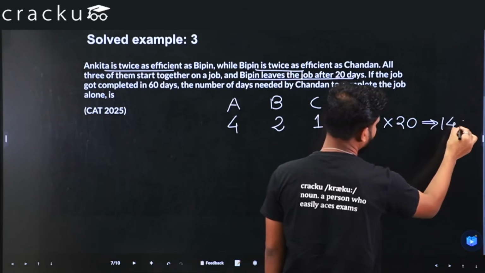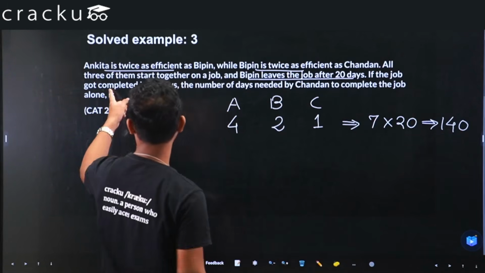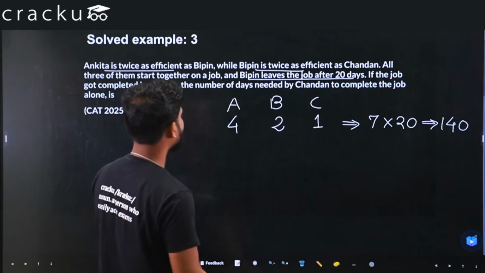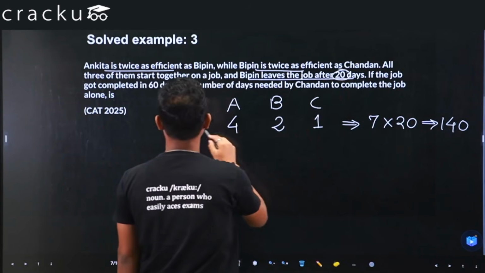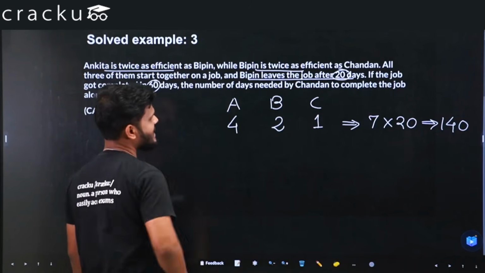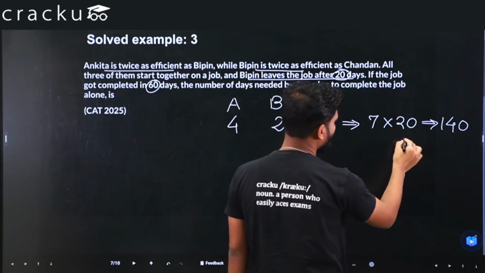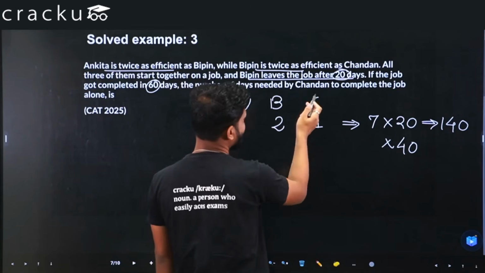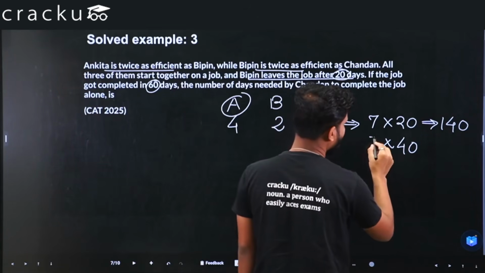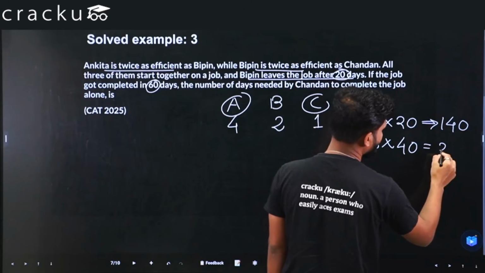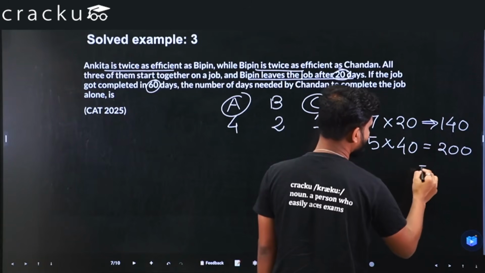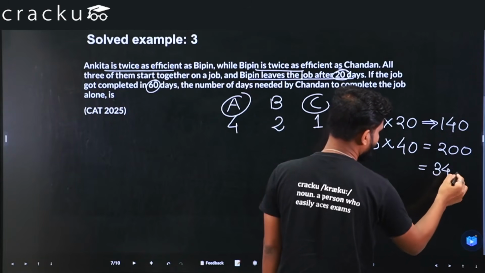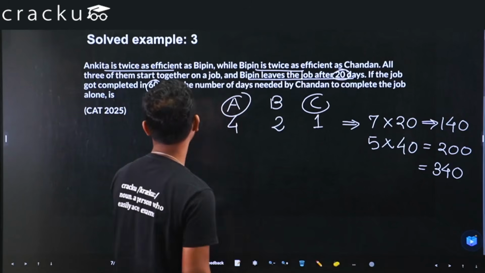140. Then the job got completed in 60 days, so these 20 days we have to subtract from the 60 days. So 40 days are remaining. And who is working for these 40 days? Only A and C are working. So 4 plus 1 is 5. So this is nothing but 200. This gives you 340. What are we asked?